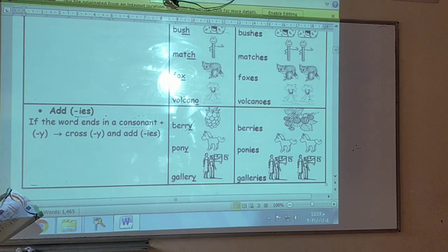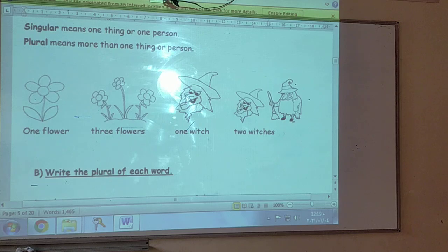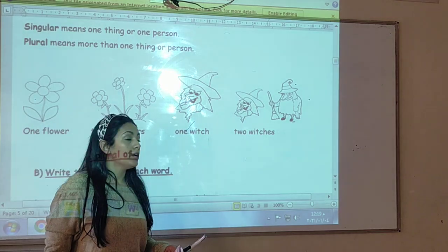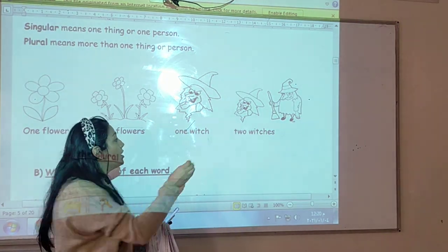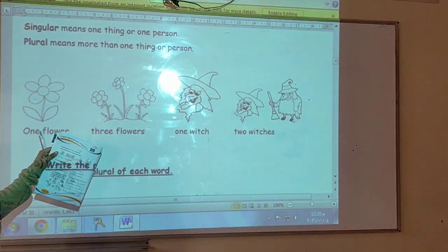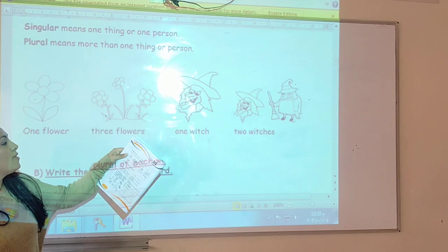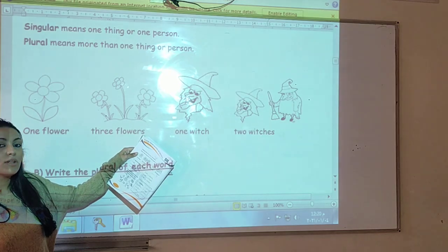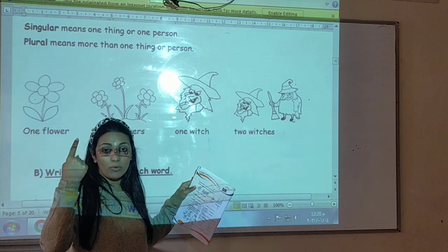Open your books on page 4. Look here. Singular means one thing or one person, like we said before. What is the plural? Plural means more than one thing or one person. Like what? One flower, it's just one thing. When we make it plural, we say 3 flowers. Look here, it's the S, only S, because it's not one of the exceptions. Like what else? One witch, because it's just one witch.